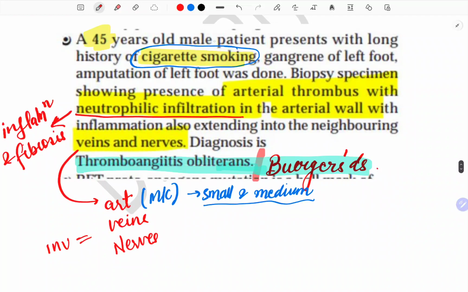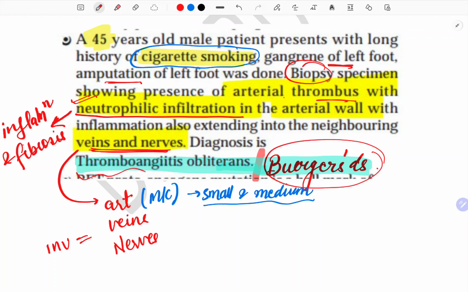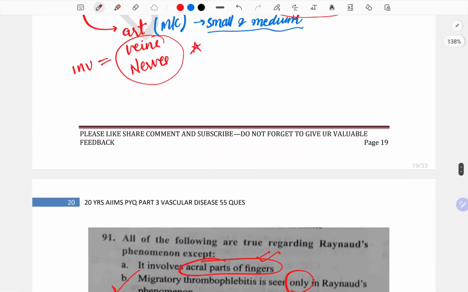Next, a 45-year-old male having a history of cigarette smoking has undergone gangrene and amputation, and his biopsy revealed arterial thrombus with neutrophilic infiltration, and even veins and nerves are involved. So what is the diagnosis? Here the diagnosis is Buerger's disease, which is also known as thromboangiitis obliterans. In Buerger's disease, there is inflammation and fibrosis of the small and medium vessels, and this inflammation also extends to the veins and nerves, so these are also involved. This was a question which was recently asked as well.